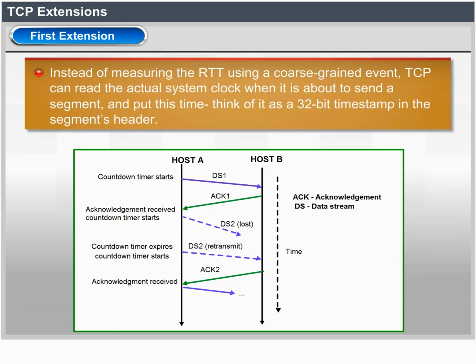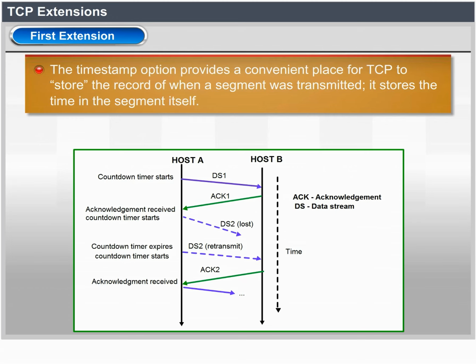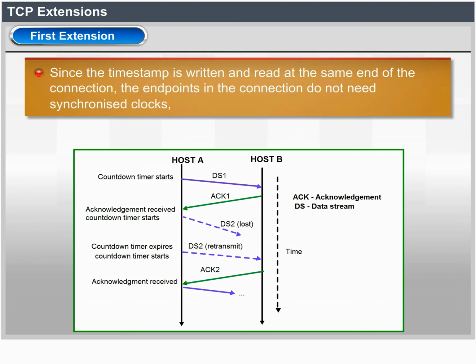The receiver then echoes this timestamp back to the sender in its acknowledgement, and the sender subtracts this timestamp from the current time to measure the RTT. The timestamp option provides a convenient place for TCP to store the record of when a segment was transmitted. It stores the time in the segment itself. The endpoints in the connection do not need synchronized clocks, since the timestamp is written and read at the same end of the connection.